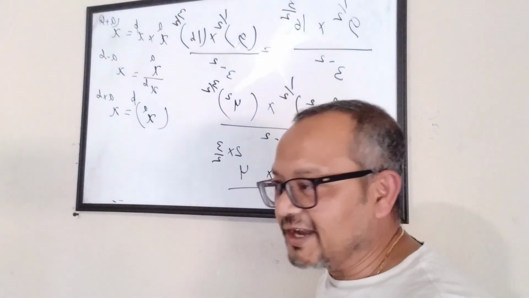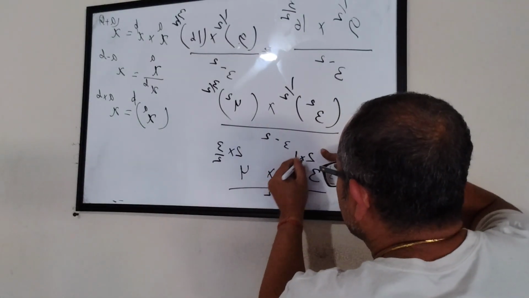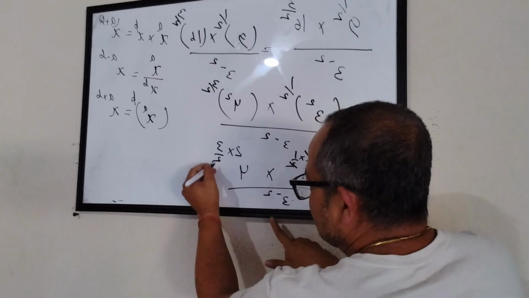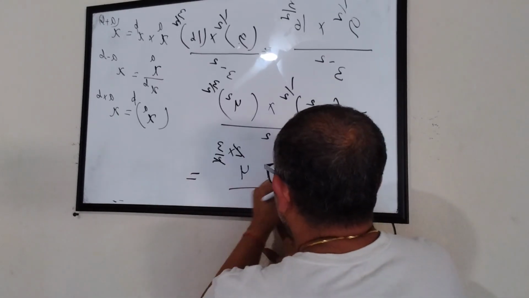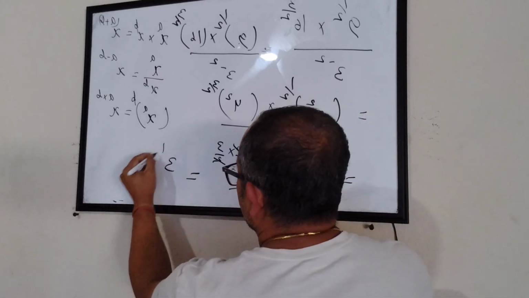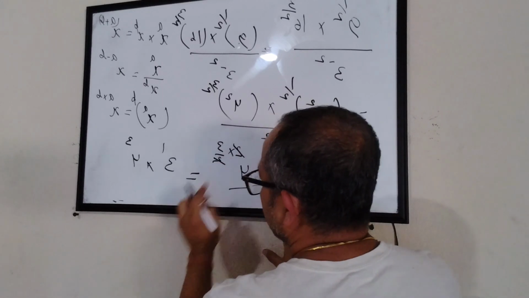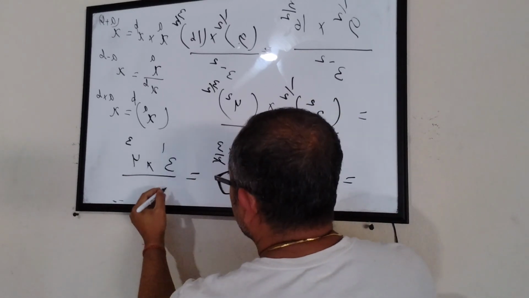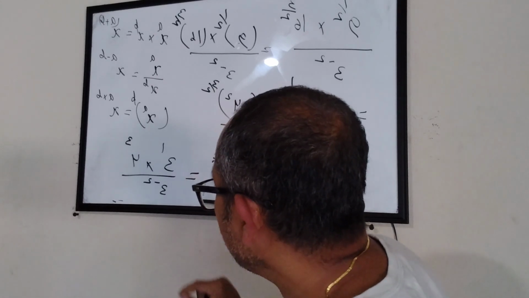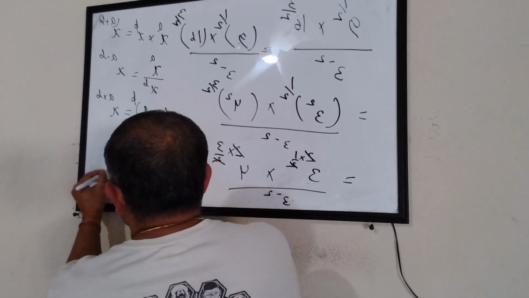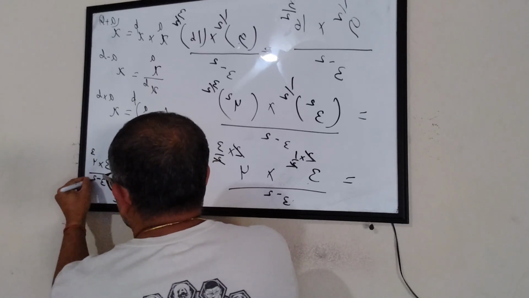I call it tic-tac-toe, where you keep crossing things which are matching. This 2 and this 2, you can do tic-tac-toe. This 2 and this 2, you can do tic-tac-toe. What are we left with? 3 to the power 1 multiplied by 4 to the power 3, 2 into 1. Now you have 3 to the power minus 2. So this became 3 into 4 to the power 3 divided by 3 to the power minus 2.